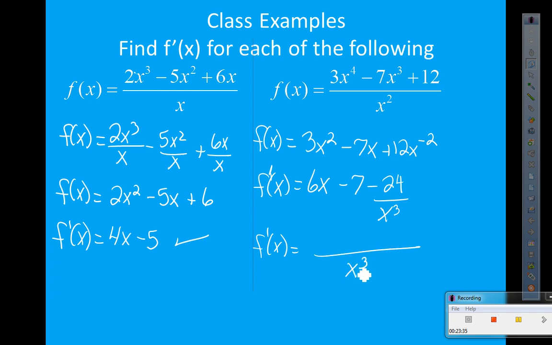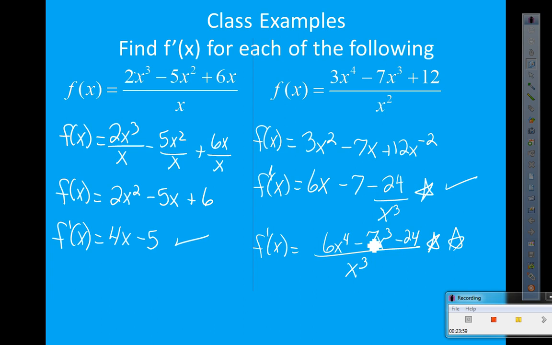Another way you might see the answer is with a common denominator. Well, if you do, then you might see a common denominator of x cubed, and you might see 6x to the fourth minus 7x cubed minus 24. Either of these answers will be correct. Math Excel accepts that. If it's a book assignment, sometimes they do this. So I just need you to be able to recognize which one it is.